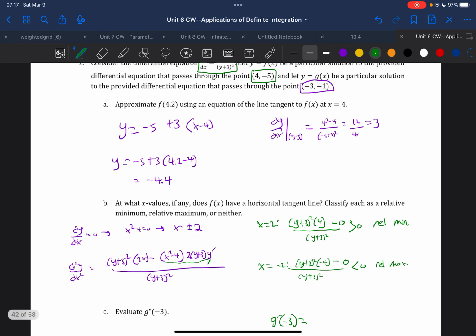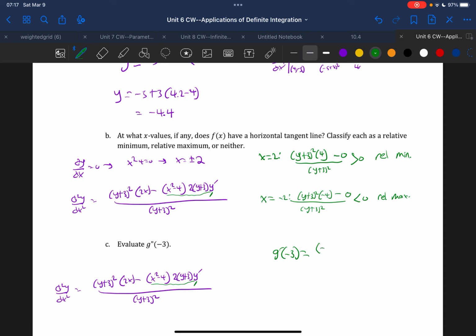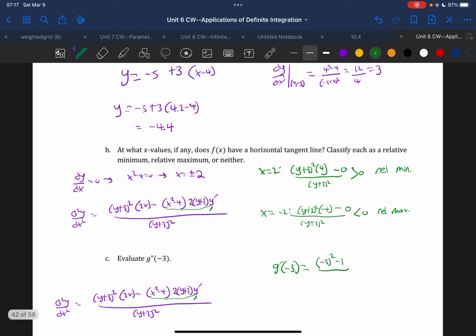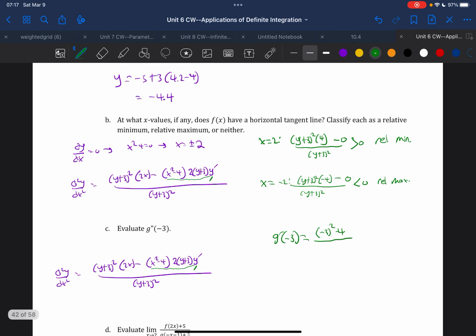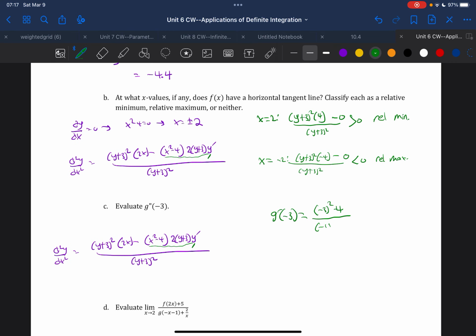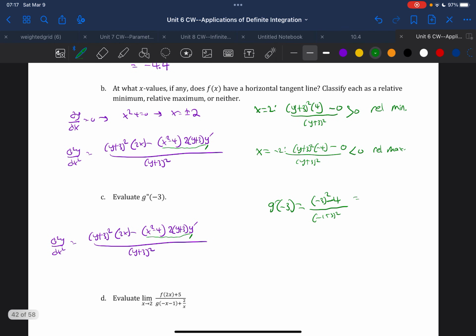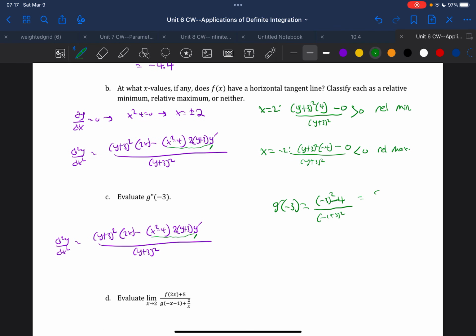So you have x squared minus 4. So you have (-3) squared, sorry, minus 1. Oh, I was right, minus 4, all over (y plus 3) squared, so y is -1. (-1 plus 3) squared. So you get 9 minus 4, you get 5 over 4. So g prime of -3 is 5/4.